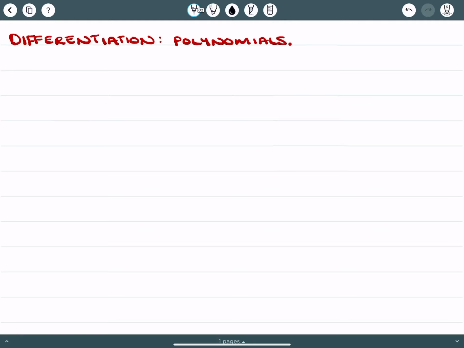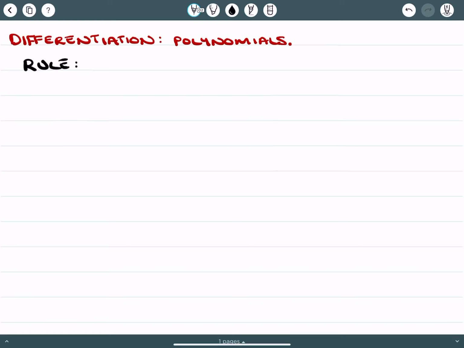Today we're going to look at differentiation, specifically with polynomials. There's a central rule that we use when we're differentiating polynomials, but part of what we need to do is understand the notation involved. Part of that comes down to understanding function notation, and also being able to put that in the form of differential calculus.